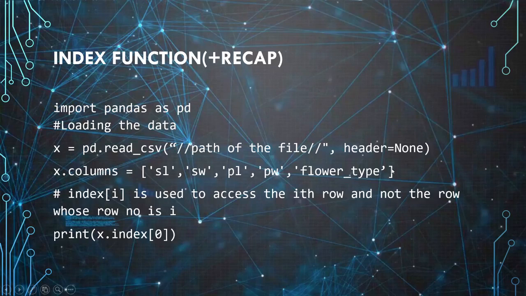I told you about the iris dataset, what it is and why we actually use it, in my previous video. And here is additional information: index of i is used to access the ith row, and not the row whose row number is i. Like if I am doing print x.index of 0, then it will access the 0th row, whose index number is 0. It will access the first row. If there is a fifth row whose index number is 0, suppose we set it like that, don't think that will be selected. It will be the first row which is selected, whatever the row number.